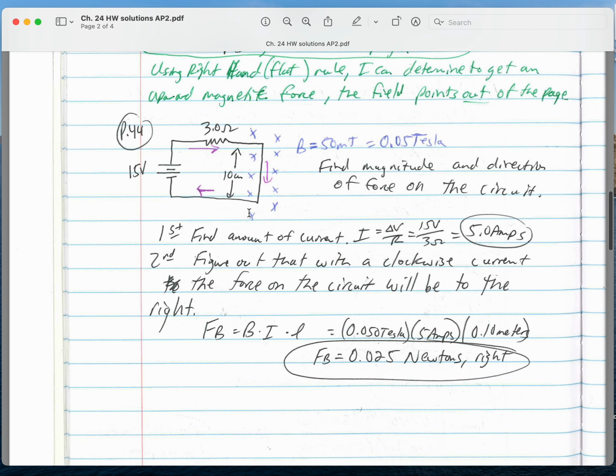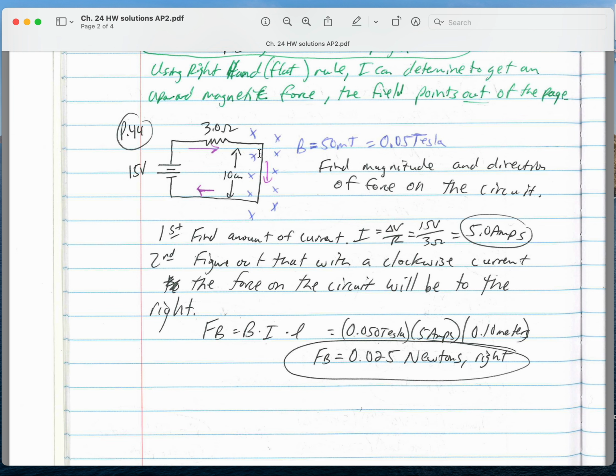The next problem is asking for the amount of force on this circuit if it goes through a magnetic field over on this side here. Any force on the top part of the wire and the bottom part of the wire would cancel out since the currents are going different directions. With a 15-volt power source and a 3 ohm resistor, that's going to get me 5 amps of current using Ohm's law.